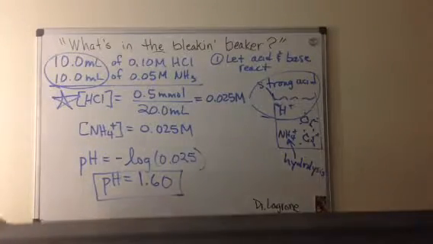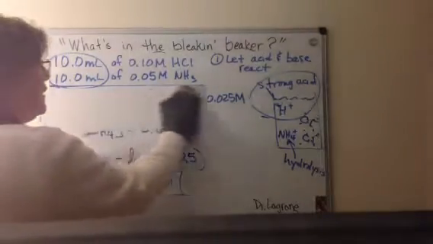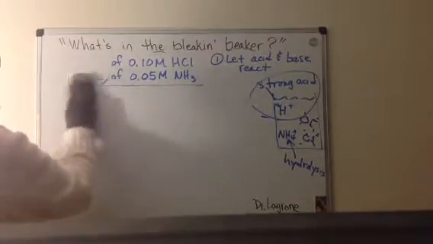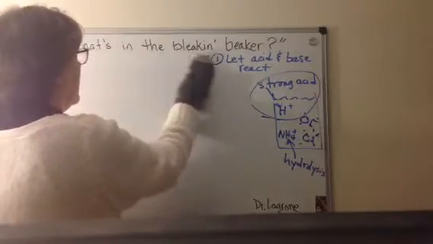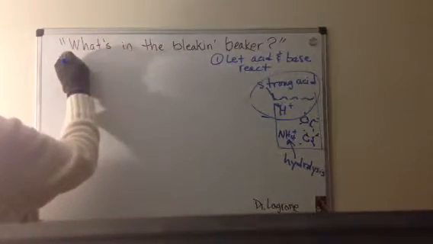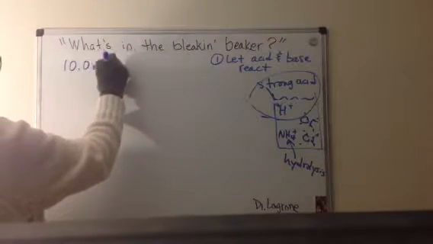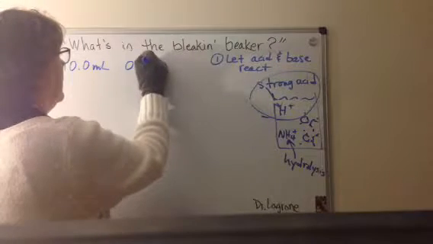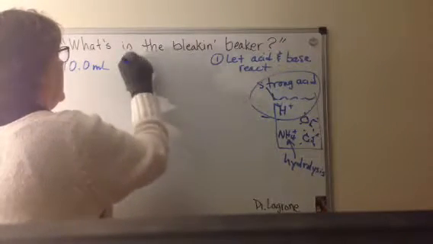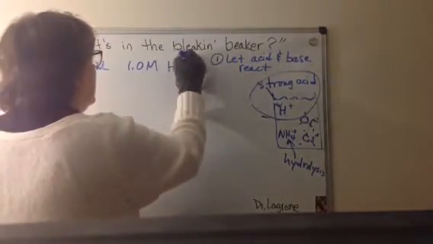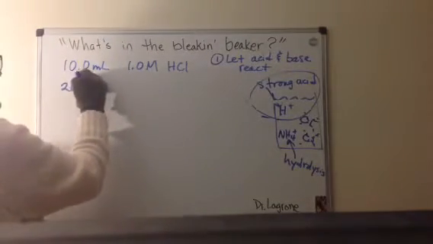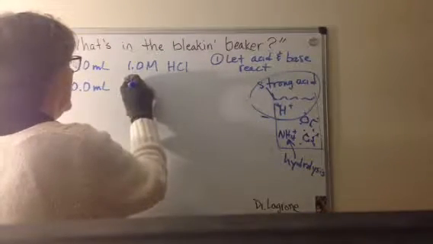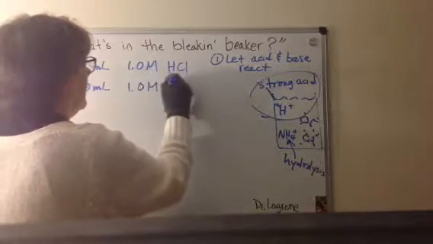Alright. So what would happen if I change the amounts? Now let's look at another one where I'm going to mix, but this time I'm going to change what I mix. I'm going to mix 10 mils of this again. So 10 mils of the, what was it, 10th molar? Oh, it was 1 molar HCl. But this time I'm going to mix 20 milliliters of 1 molar ammonia.